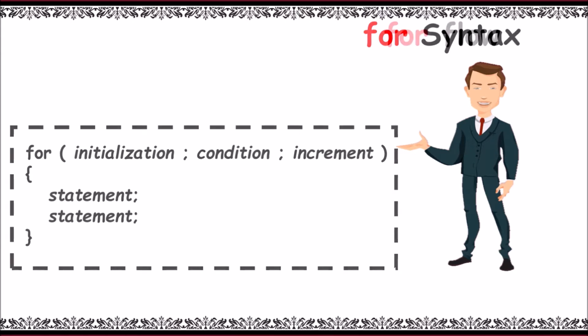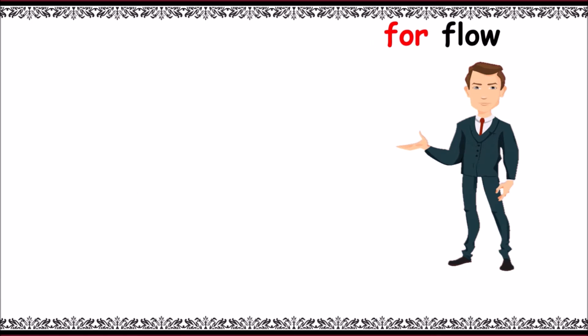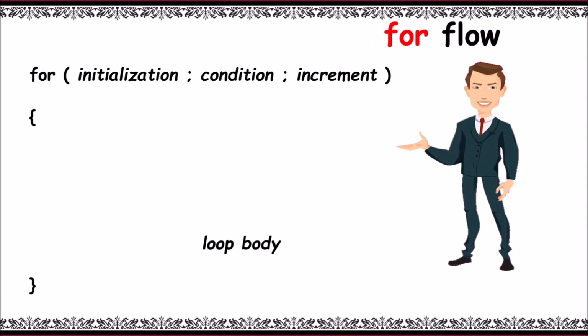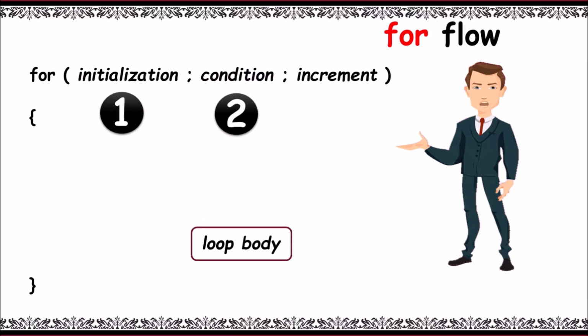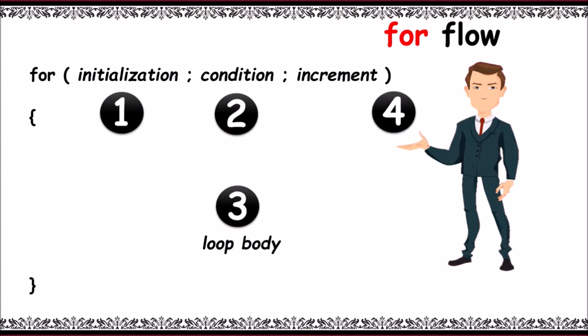Next, the execution flow of for be like: first, initialization is done for once. Second, condition is verified. Third, loop body with certain statements gets executed. And at the last, increment portion is executed. We can also call it as loop updation portion.